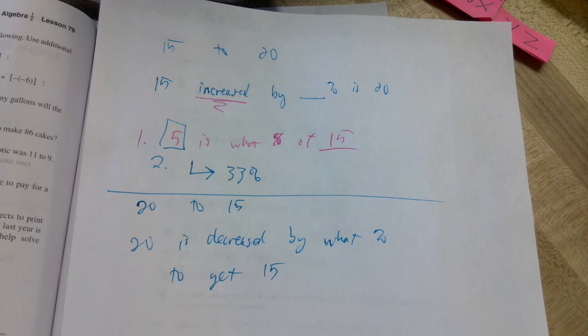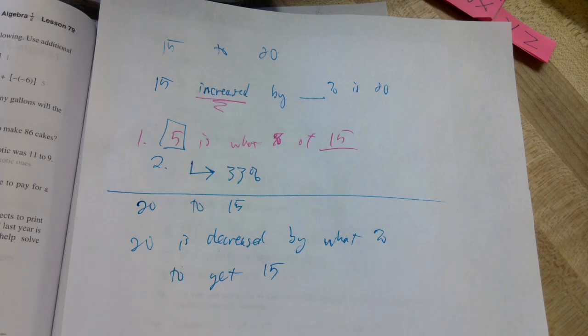If you look at the order here, 15 to 20, 15 was the starting amount. So the percentage change is applied to the starting amount in the problem. So that's why English and the grammar, the order of the words matters. Not so much grammar, but the order of the words.